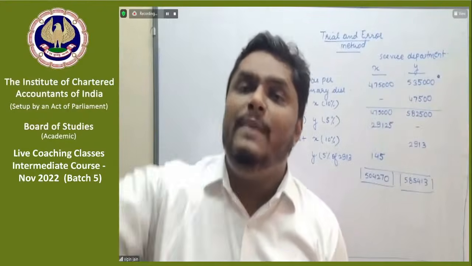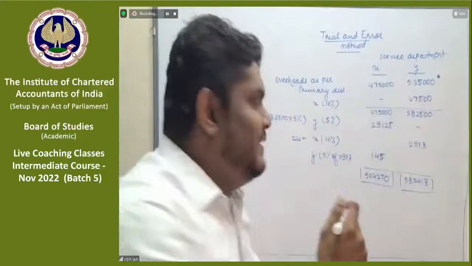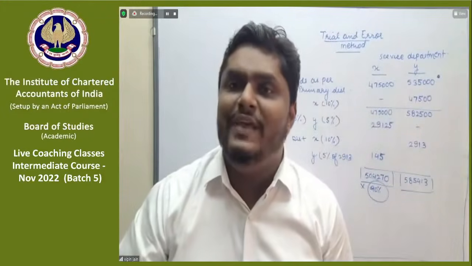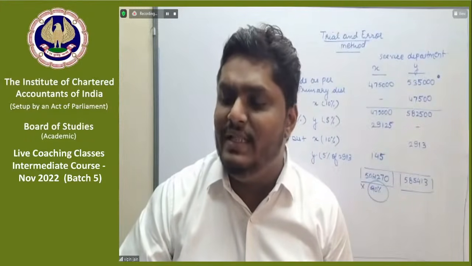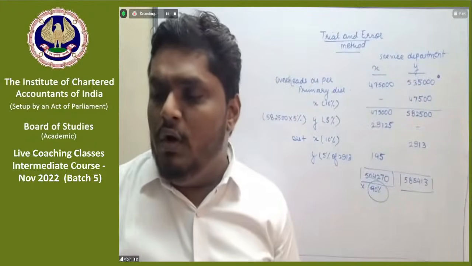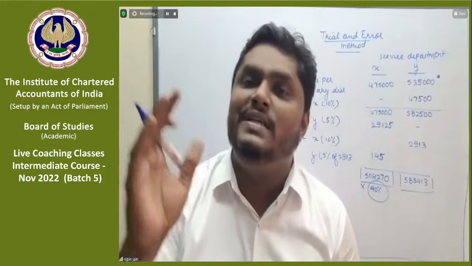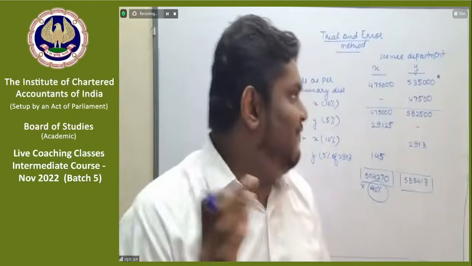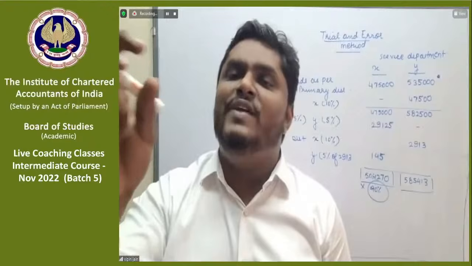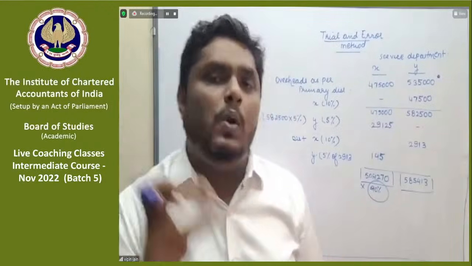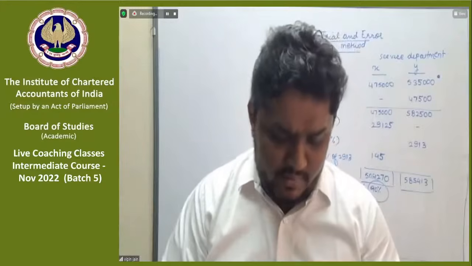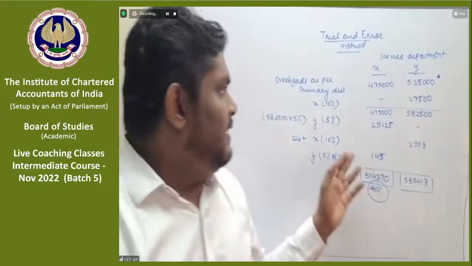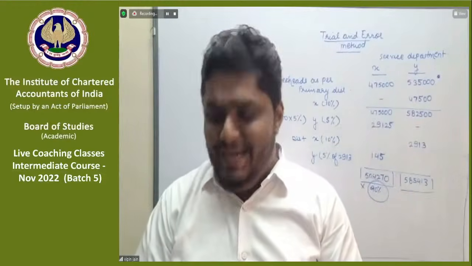Now again, few students were having queries that, sir, why they have taken 90% and 95%. It means what? 10% is already gone to Y. So we'll be distributing this 90% amount only. Many students were having doubts that, sir, why they have taken 90% in the solution, that is 504,271 into 90%. The only reason is that 10% is already gone to Y and 5% is already gone to X. That's why we are distributing the balance amount. So this is all, a quick brief about the trial and error method.